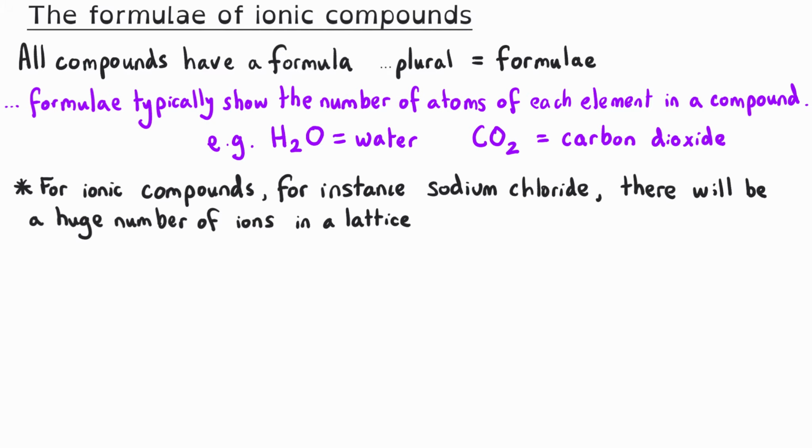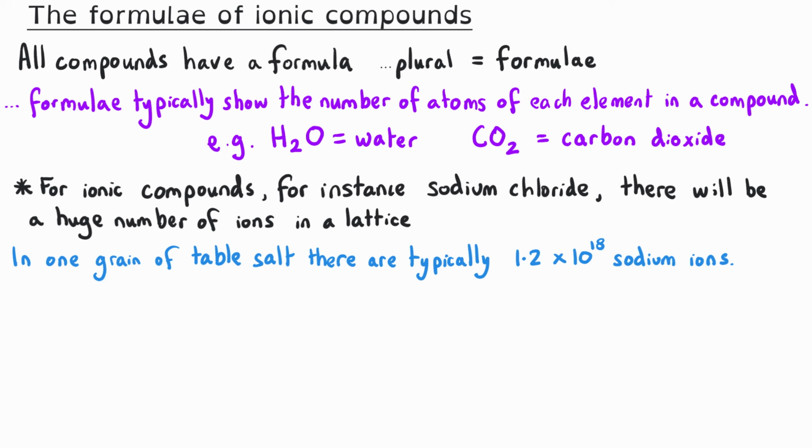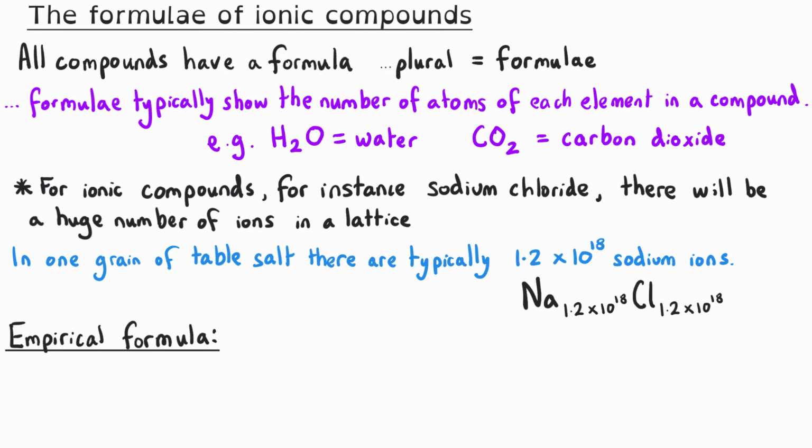However, for ionic compounds, for instance sodium chloride, there will be a huge number of ions in a 3D lattice. For example, in 1 grain of table salt, sodium chloride, there are typically 1.2 times 10 to the 18 sodium ions. So clearly we couldn't write the formula for a grain of salt as NaCl with those numbers in subscript, as the numbers would be far too big. Instead, we use something called the empirical formula.